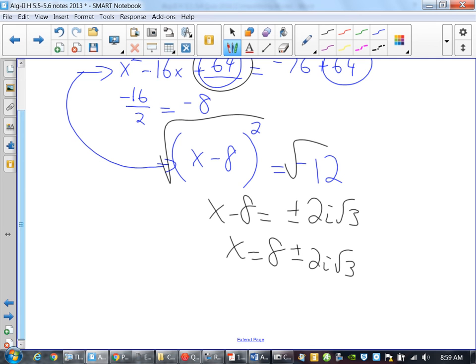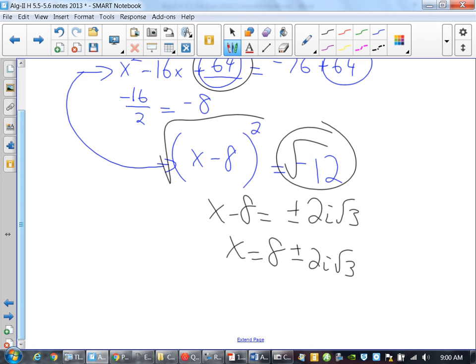Yes, ma'am. If you already have the plus or minus, is it necessary to have the i? Yes, you have to, because when we took the square root of a negative 12, the answer is plus or minus 2i root 3. Is the plus or minus just because of the 8? The plus or minus is because we took the square root on both sides of the equal sign. Oh, okay. Anytime you take a square root on both sides of an equal sign, you have to put the plus or minus. Okay.